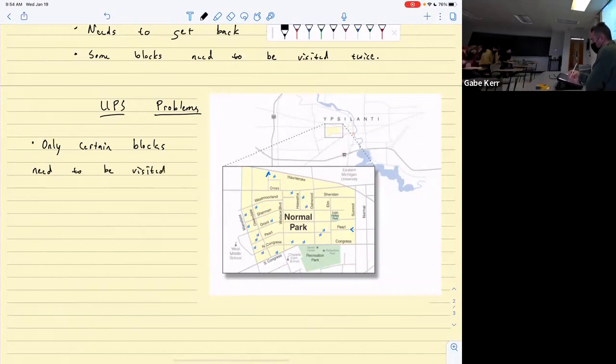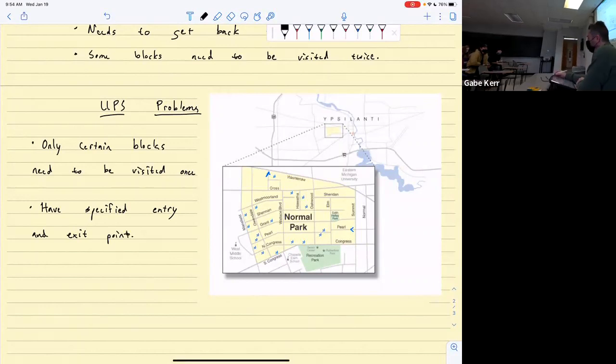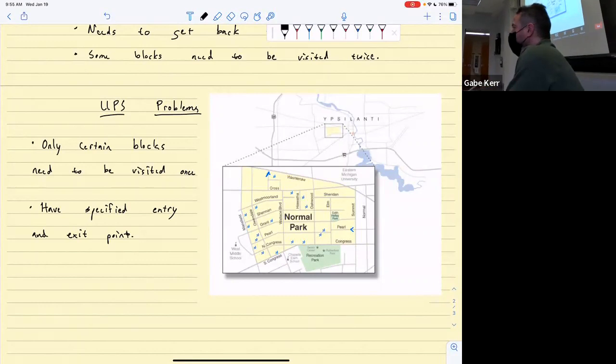And they have a specified entry and an exit point. Usually you'd say different. Not necessary. So these are three problems that I don't know if you would think of them as math problems. But they can be translated into mathematical problems. We could solve them using code.